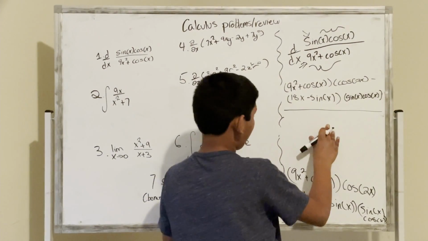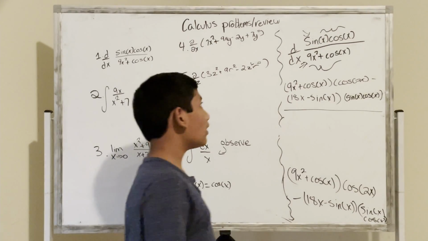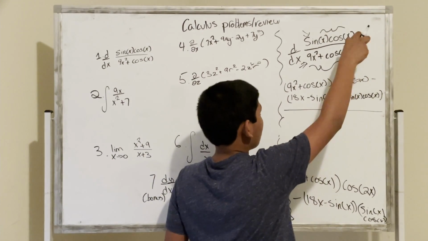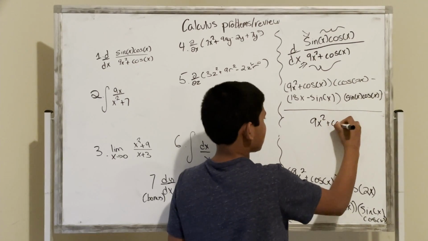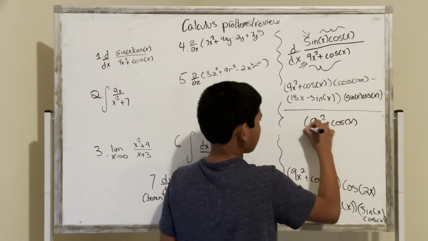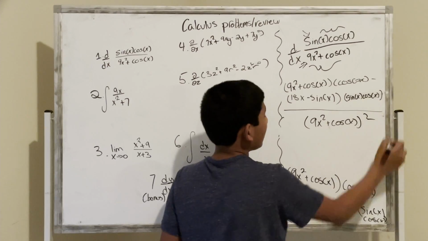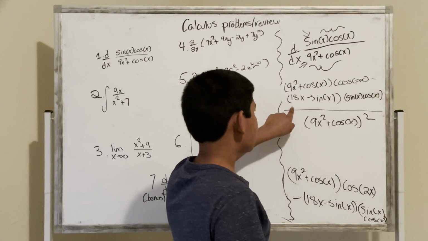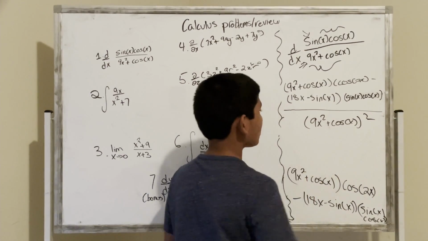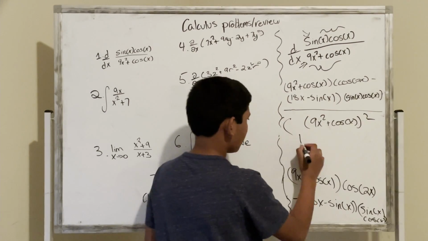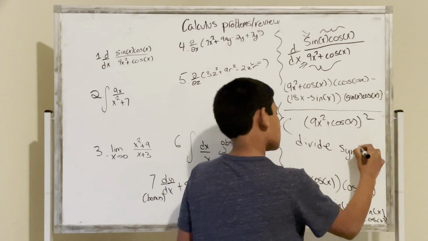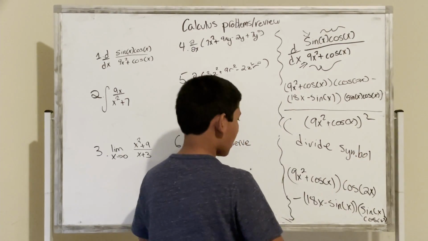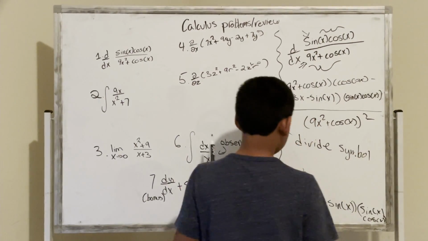For the bottom part, we need to square this term, so it will be 9x squared plus cosine of x, squared. And this is not the answer symbol. If you think this is the answer symbol, it is not. This is the divide symbol. And we can erase the bottom. So therefore, we've got our answer.